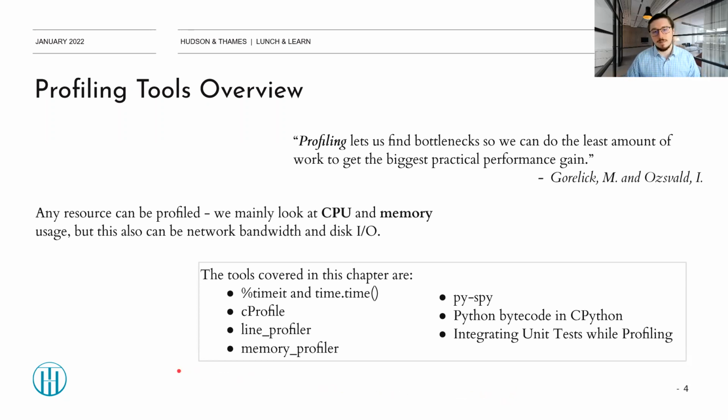And essentially any resource can be profiled as mentioned in the book. In general, this can be CPU and memory, these two particular pieces that we're going to be covering in today's talk, but also you can check network bandwidth and disk IO if your specific tools are related to those and you want to profile them. However, they're not covered explicitly in this chapter and this talk. All right, so the tools that we're covering are the timeit and time modules, the cProfile module, external packages such as line_profiler, memory_profiler, PySpy, also checking your bytecode in CPython with the dis integrated module, and also good practices on integrating unit tests while you're profiling.